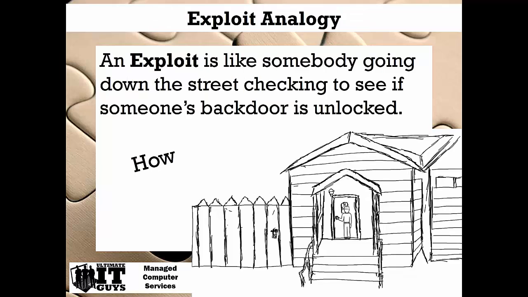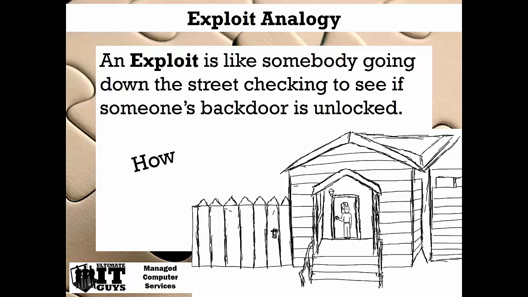If we take our next step and talk about an exploit, it's more of the how things happen. So an exploit is like somebody going down the street checking to see if somebody's back door is unlocked. Often exploits can have multiple variations. So maybe I check to see if your back door is unlocked. But I might also check to see if you have a certain type of lock that's real easy to pick. Or another exploit might be if your door has glass in it, maybe I can just break the glass and reach in and unlock the door. Or if I'm really bold, maybe I can just kick the door in. Those would all be examples of different types of exploits against that door that's there to keep out the bad guys.